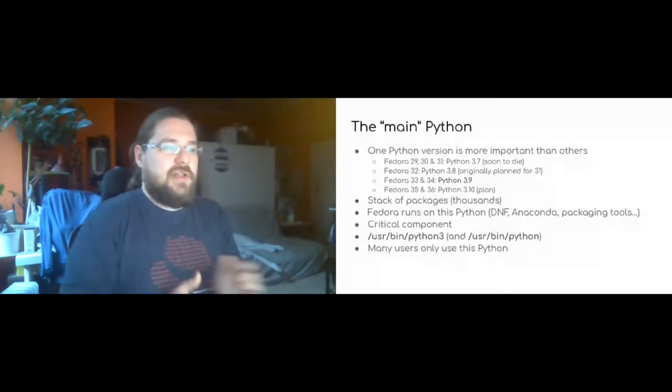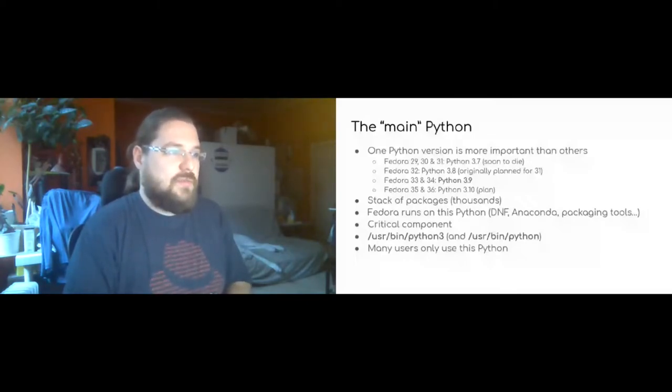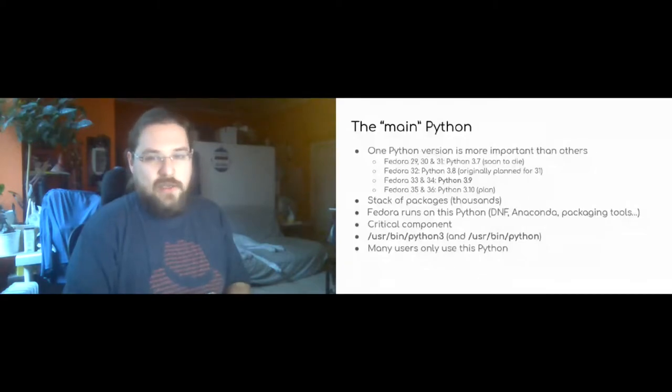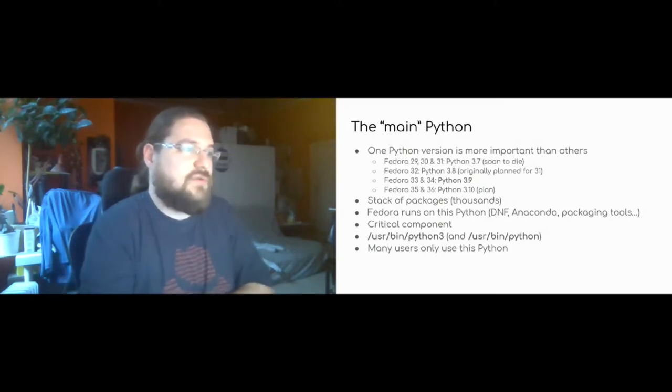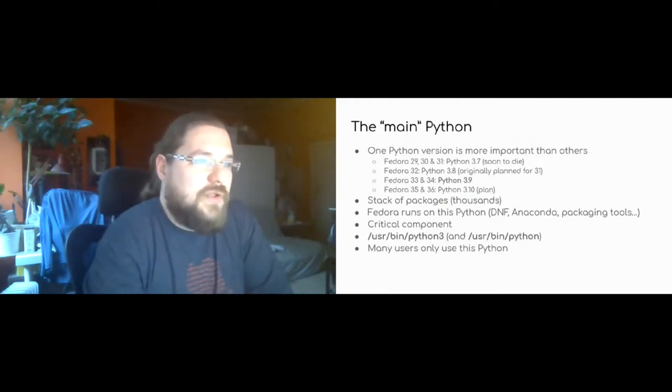It's fairly critical. And this is the Python you get when you run the python3 command, or recently, or not so recently, when you just run the python command, you will get the main Python version, which is 3.9 in Fedora 33. We realized that while many developers use all the Python versions that they care about, the majority of our users will only ever use the main Python version. So we try to make sure everything works smoothly and that there are no issues.